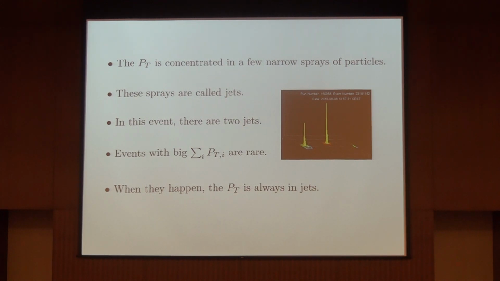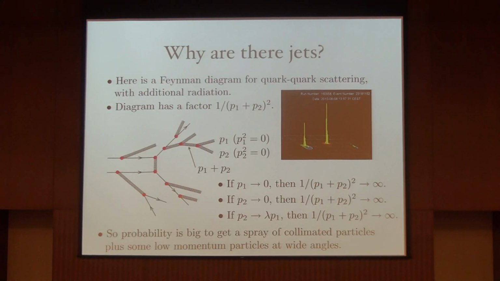And whenever you look at such an event, it looks like the pictures I was showing. So like this one right here with some jets in it. It never happens that the transverse energy is spread all over the detector. They're always in jets. And why is that? So what I've done here is I've drawn a Feynman diagram.